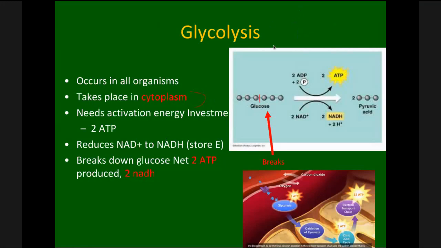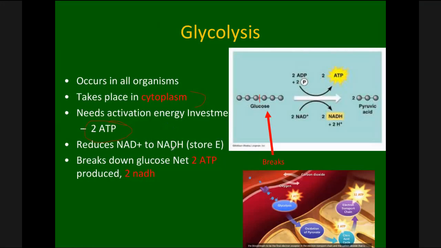Now, here's the thing about glycolysis. That sugar molecule is stable. It doesn't want to break. So we're going to have to use enzymes to motivate it to break. And we're going to have to invest 2 ATP worth of energy in order to get glycolysis to happen. Right? So glycolysis is oftentimes called the energy investment stage, because you have to invest 2 ATP to get it rolling.